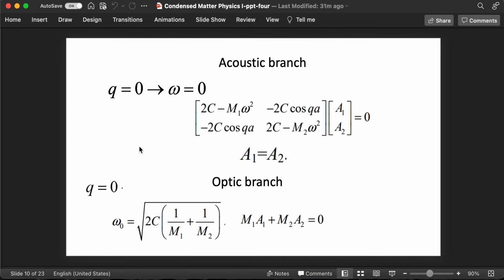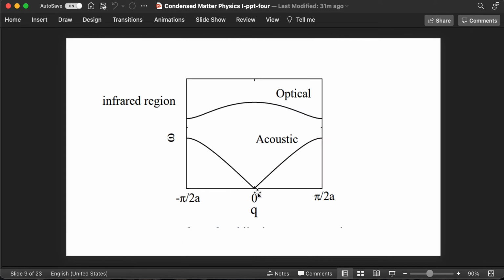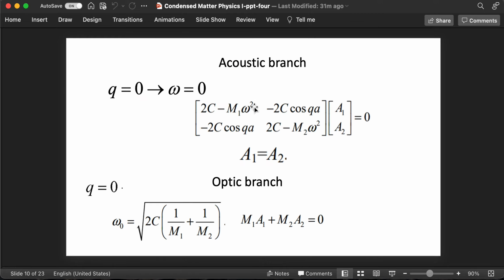So at q equal to 0, omega equal to 0 for the acoustic branch, and omega is some value, omega naught, for the optical branch. You can easily find out what that is by putting it in the dispersion relationship. So if I set this condition, q equal to 0 and omega equal to 0, in this force equation, I get A1 equal to A2, and that means that the displacements are the same. They travel, that's like a longitudinal, both in the longitudinal mode and the transverse mode, both the atoms get displaced in the same direction.